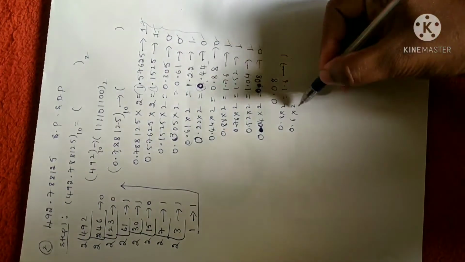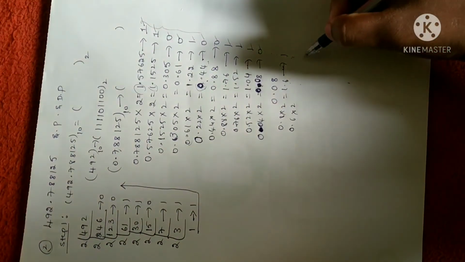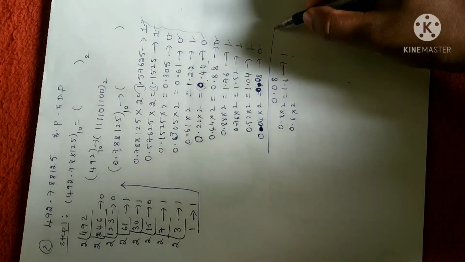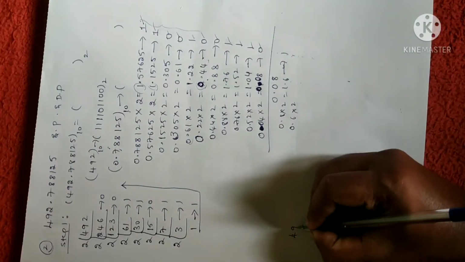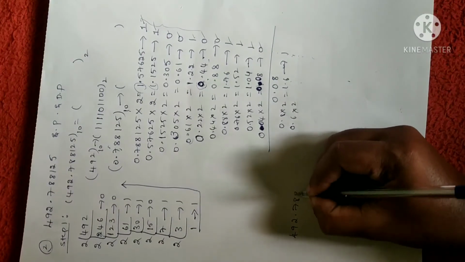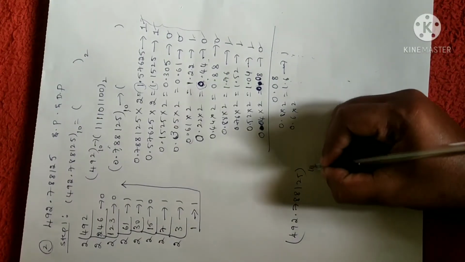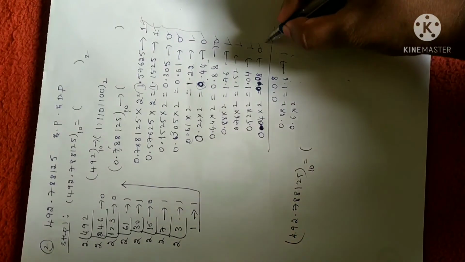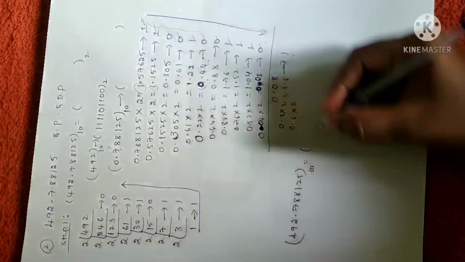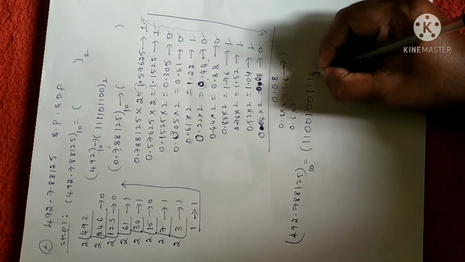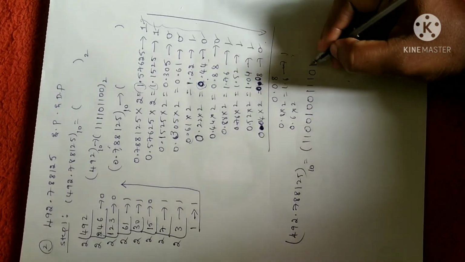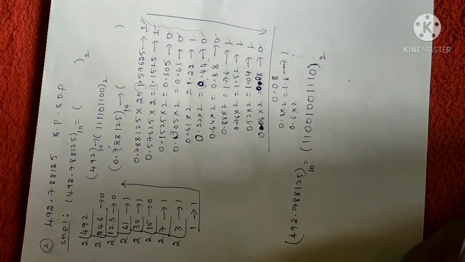If you keep on doing this, the numbers will be a repetition of ones and zeros. So I am going to stop here itself. If you want, you can do a few more steps also. So the required number 492.788125 in terms of decimal, converted to binary, you have to write in this direction. So let me write 11 00 100 111 01. So it will be continuing. So it is binary format.